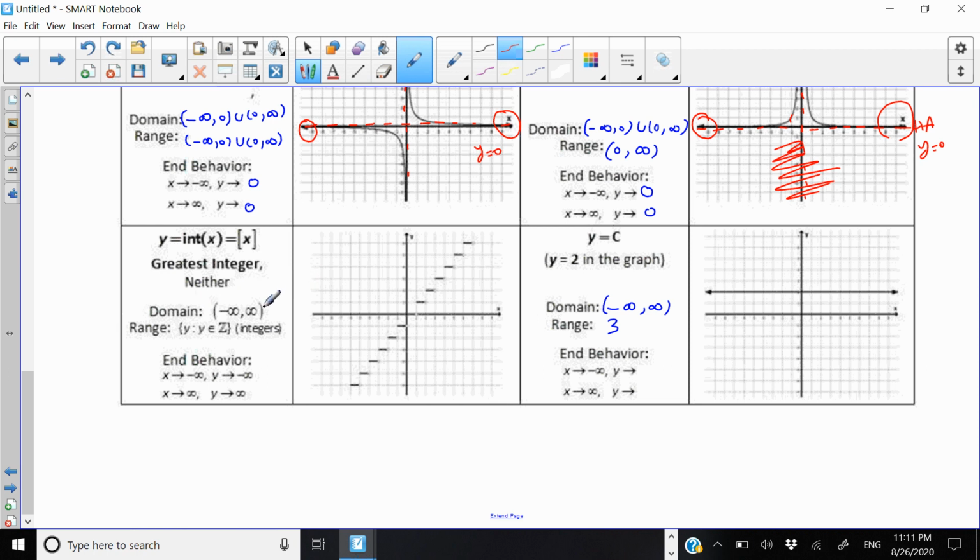Greatest integer function. What is their domain? Negative infinity to infinity, because it's covering all the x values. But the range is only the integers, because it's not covering these values in between the integers, just only covering the whole numbers. So it's just integers.